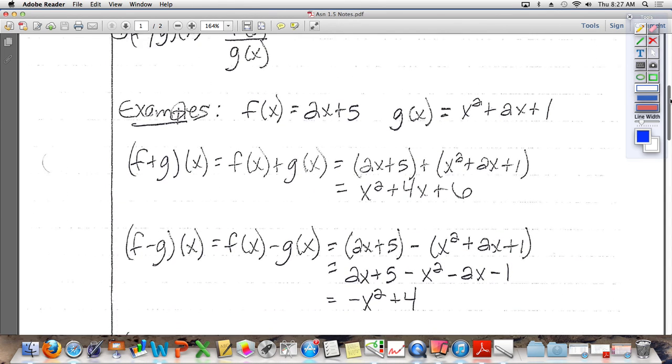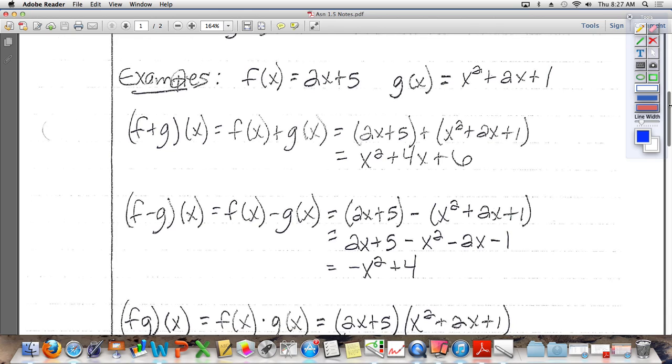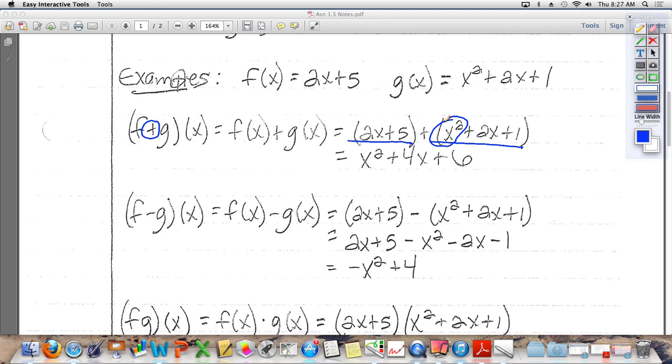Examples. If I tell you that f of x is 2x plus 5, and that g of x is x squared plus 2x plus 1, and I ask you to add the 2 functions, see the plus sign in between f and g, that means you add f of x to g of x. So f of x is 2x plus 5, g of x is x squared plus 2x plus 1. You need to add them together. All you do when you are adding 2 polynomials together is collect like terms. So we have an x squared. I'm putting that first because that's the highest power. And when you add polynomials together, the highest power always goes first.